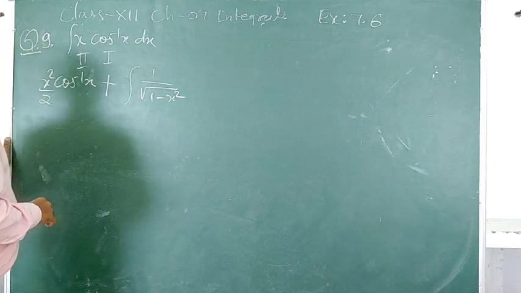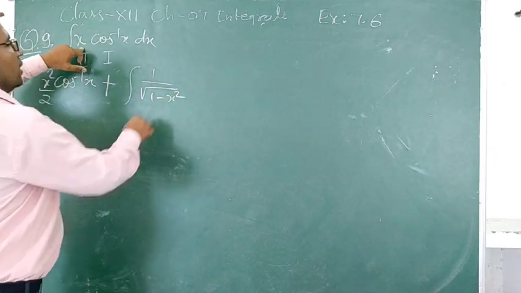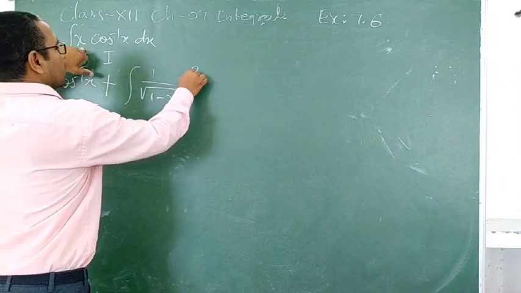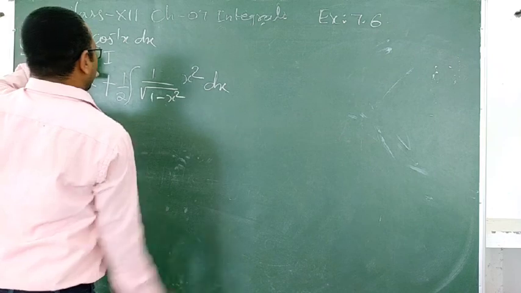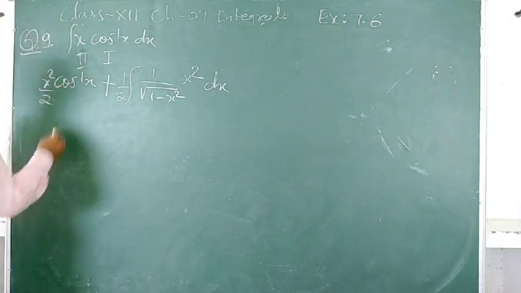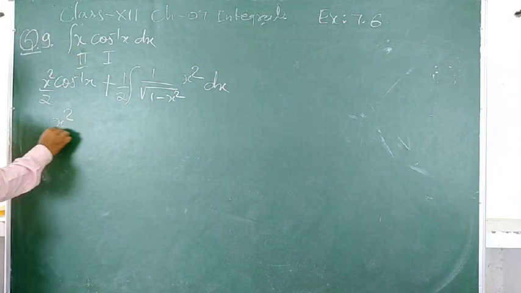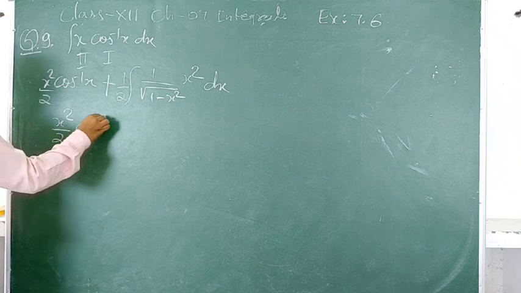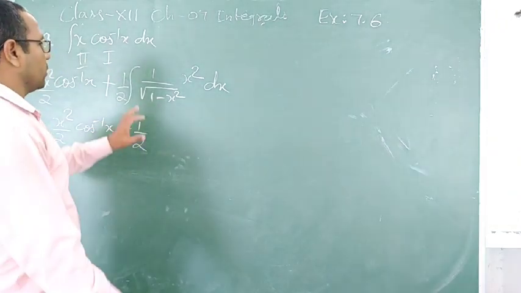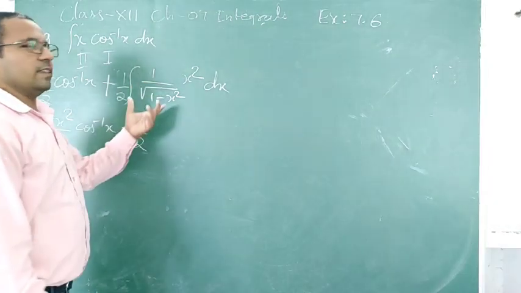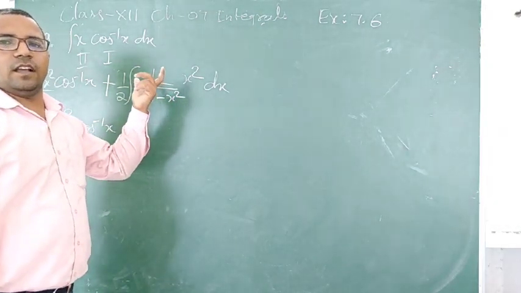This one is here, and x, so it will give you what? x square by 2, and this one is dx. So now this will be the same, that is x square by 2 cos inverse x plus 1 by 2. So now students, what we can do here is just arrange it as we have done in the sin inverse x case, with sin inverse x.